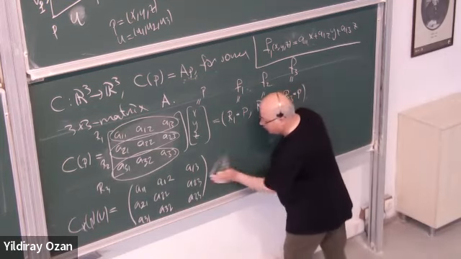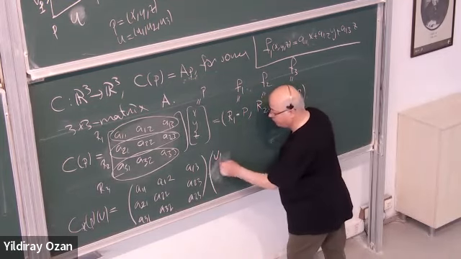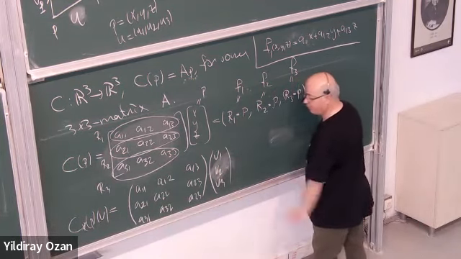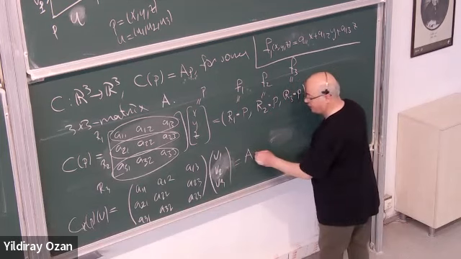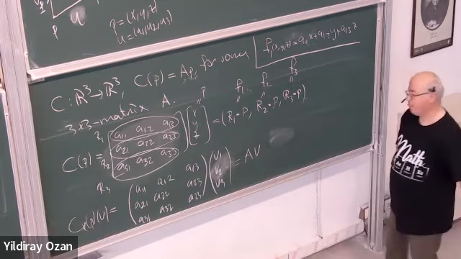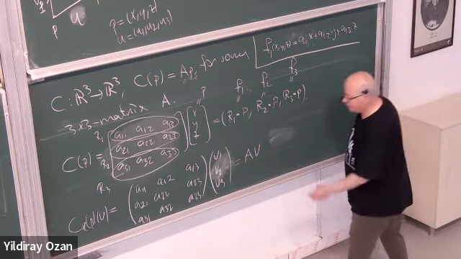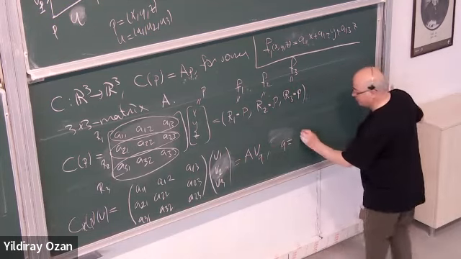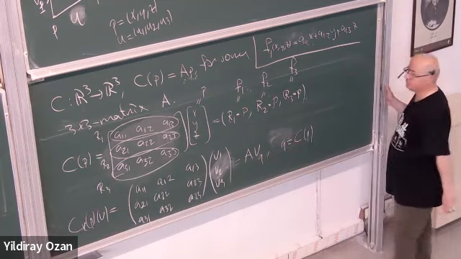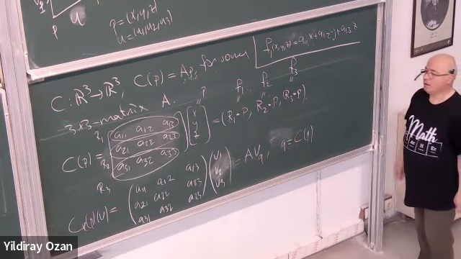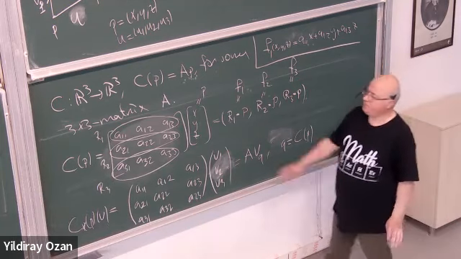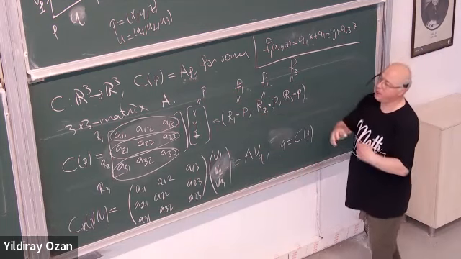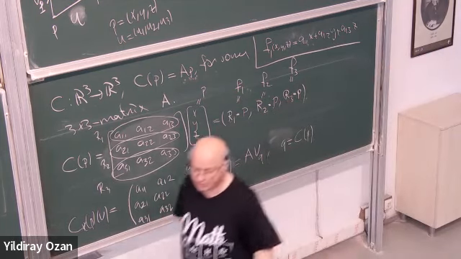I have to put, of course, V1, V2, V3 here. Okay. So A times V, at the point Q, where Q is C of P. So if your map is a matrix multiplication, its derivative is itself, okay?